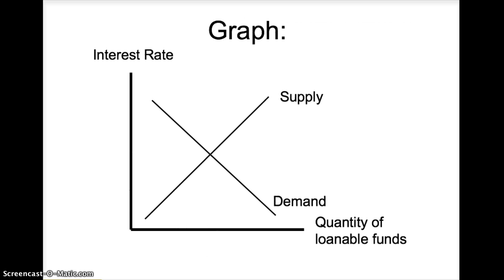Equilibrium occurs at the one unique spot at which the supply and demand curves intersect, giving us our equilibrium interest rate I star and the equilibrium quantity of loanable funds L star. If the government runs a budget deficit, the supply curve will decrease and shift to the left. The resulting equilibrium is higher interest rates and a smaller quantity of loanable funds available.